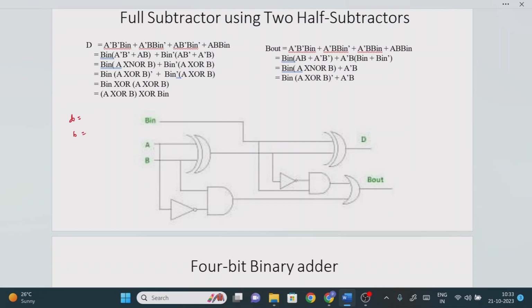So the difference is a XOR b is the expression for the difference in a half subtractor, and borrow is a bar b, right? Now from this we can draw the logic circuit diagram. The difference is an XOR logic gate, so I am drawing the XOR logic gate. Let me consider this as the a value and this as the b value. Now for a bar into b, this is nothing but an AND gate operation. So this is your difference value, this is your borrow value.